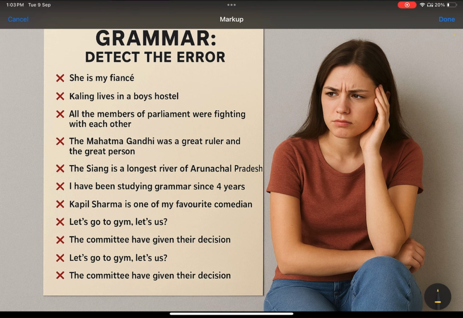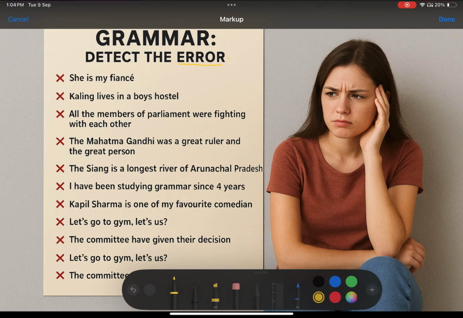One of the most interesting parts of English grammar learning, which is detect the error. The rule is very simple. You have to read the sentence, detect an error, and then correct the sentence. This topic is not just helpful for improving your reading and speaking skills, but it is also one of the most common sections in competitive exams or academic tests.